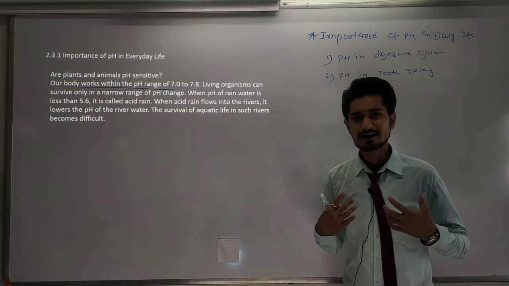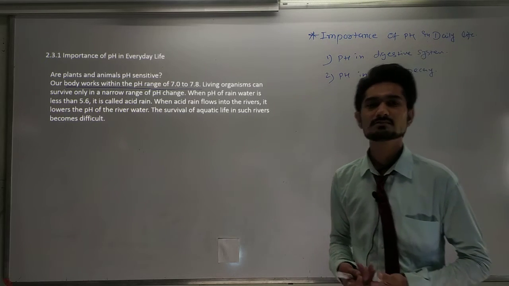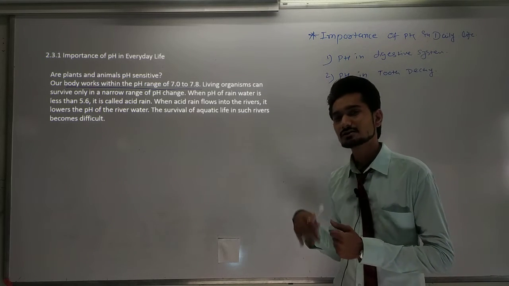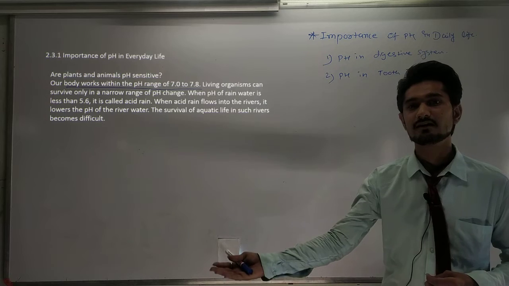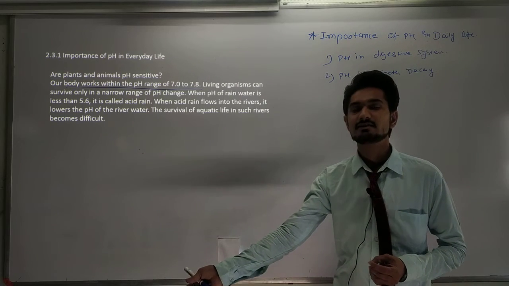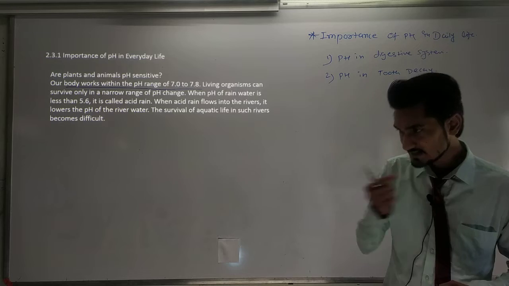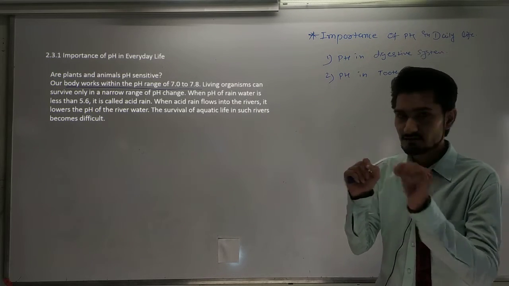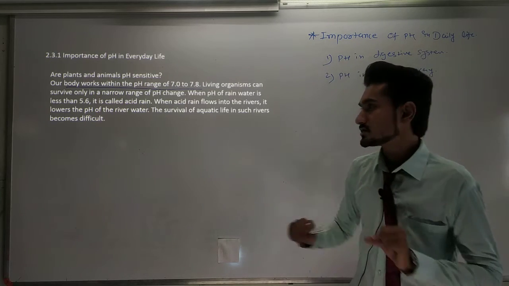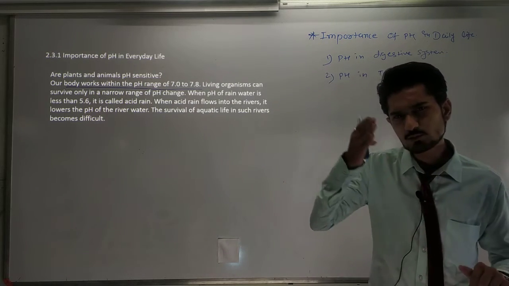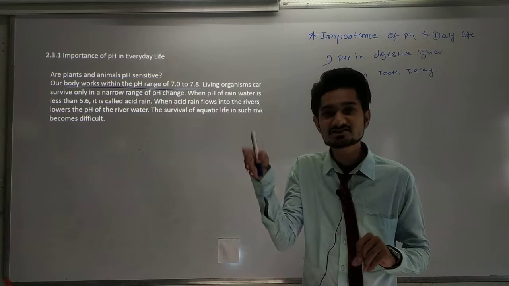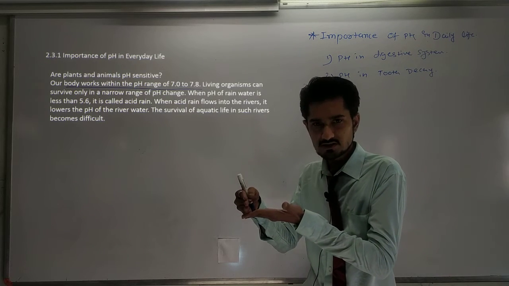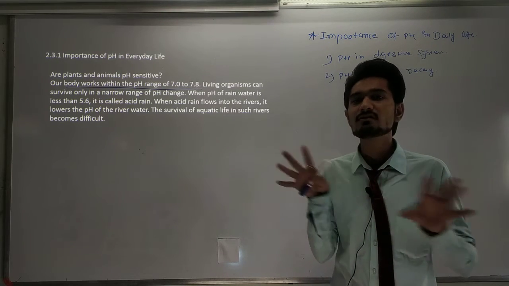Living organisms like us, the living organisms present in our atmosphere and geological area, and also the organisms present in the aquatic water, are called aquatic living organisms. The point tells us that living organisms can only survive a narrow range of change. Narrow change means a slight change: if the pH value becomes 7.4 to 7.6, they will still survive.